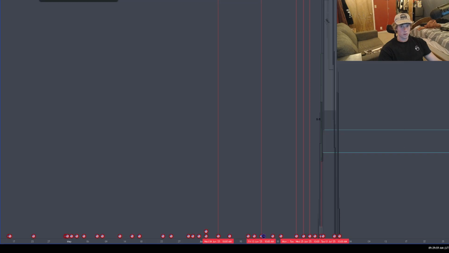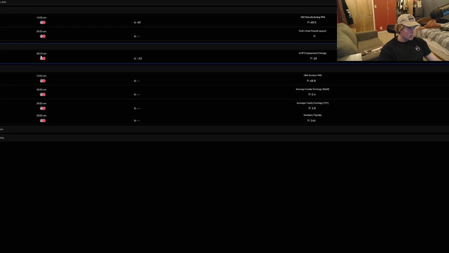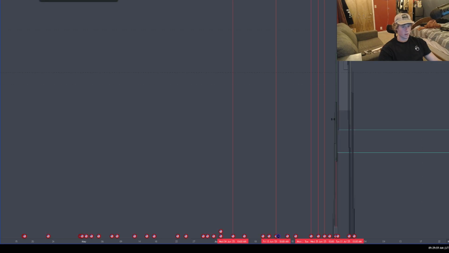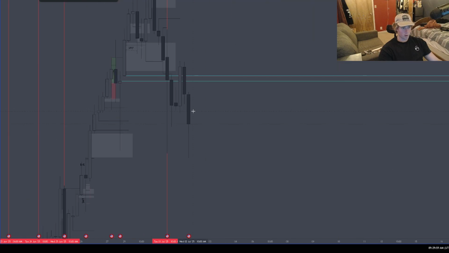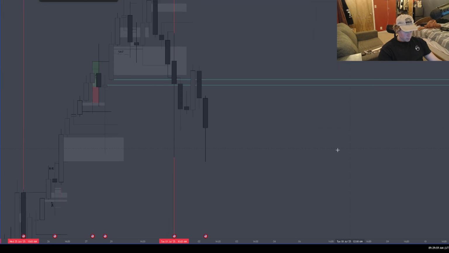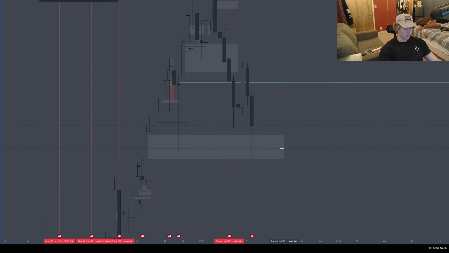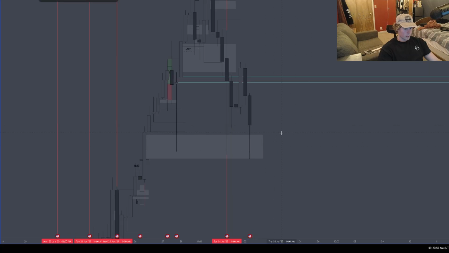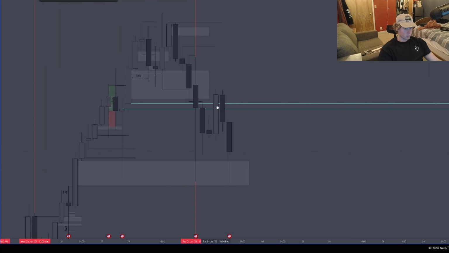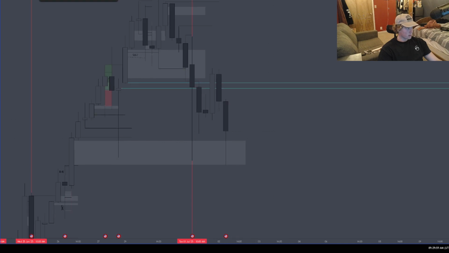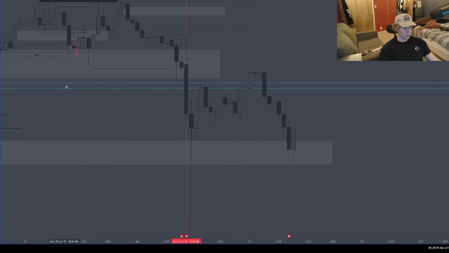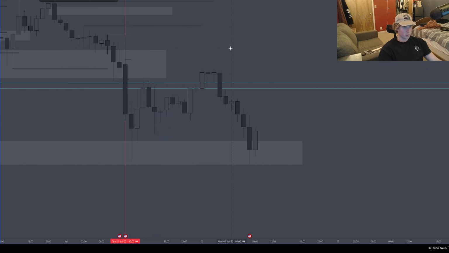What day is this? There was red folder news pre-market. So now, since we disrespected that gap, our next draw was this gap, which we went and filled. So now our bias is neutral until either it's inverted or we get a new inversion from it.